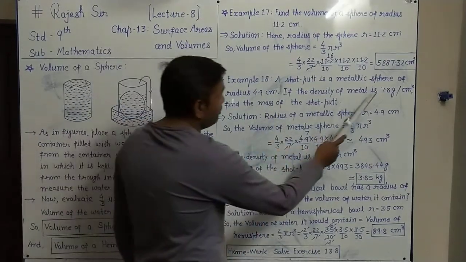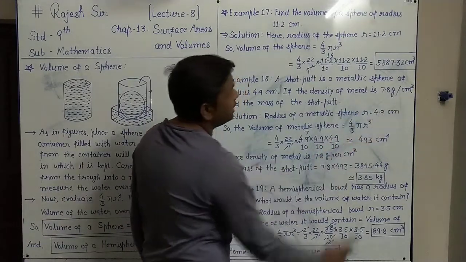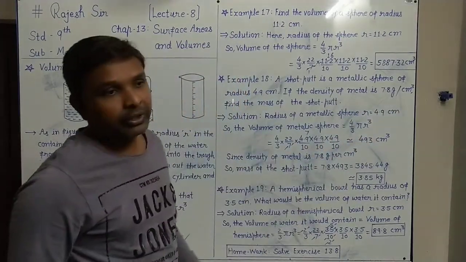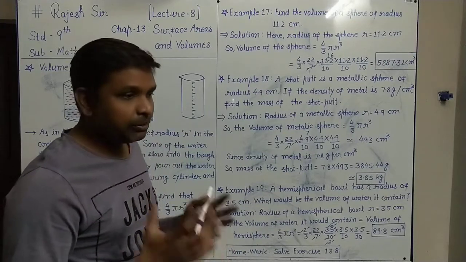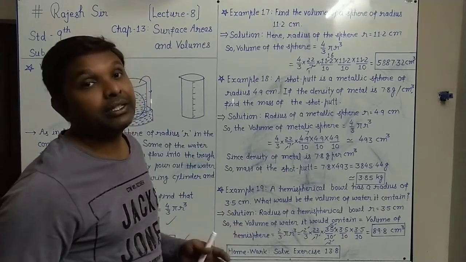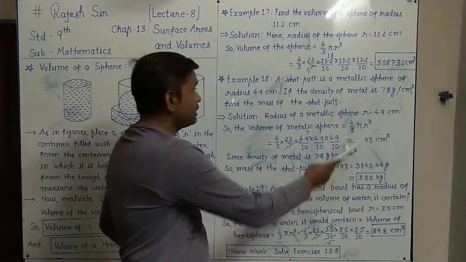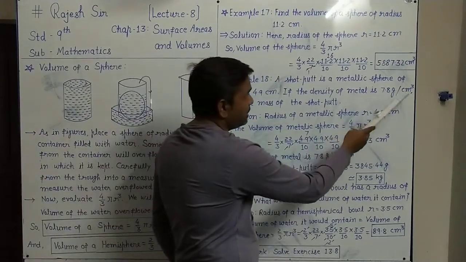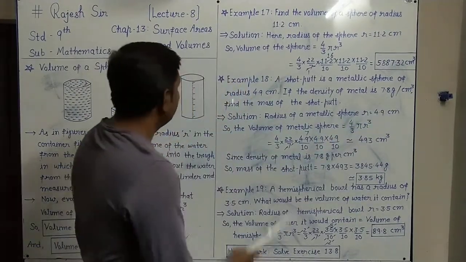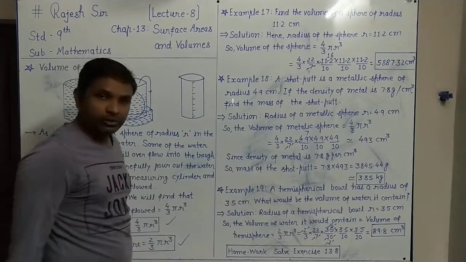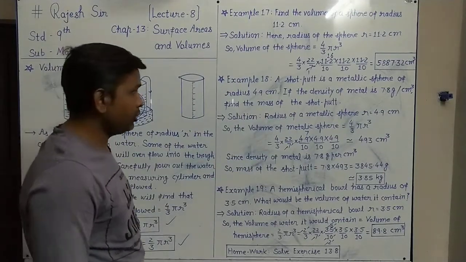If the density of the metal from which the spherical shot put is made is 7.8 gram per centimeter cube, find the mass of the shot put. We want to find out the mass of the shot put.